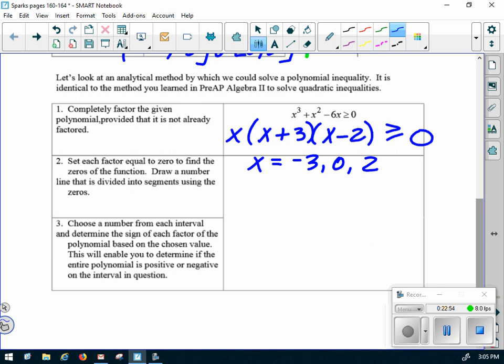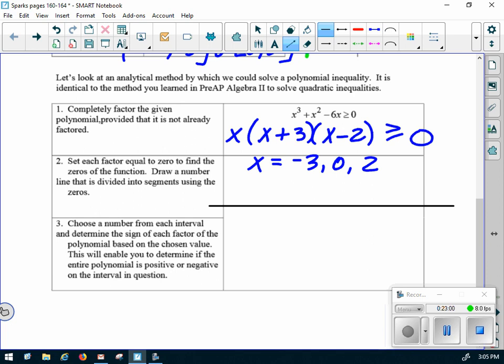Those are the numbers we're going to put on our number line. So draw your number line. -3, 0, and 2. Now, what do you think we're going to do in each of those sections?